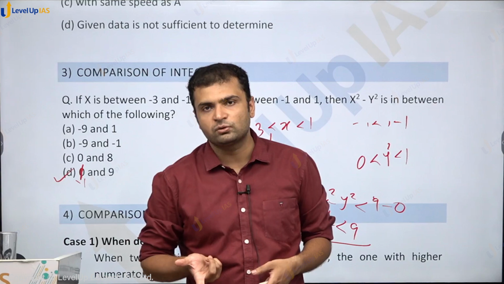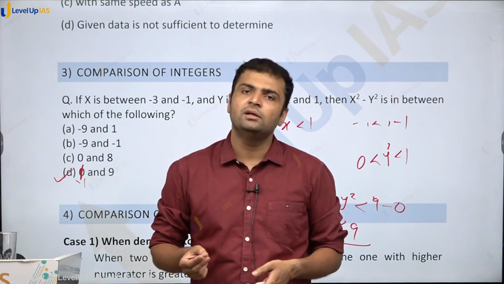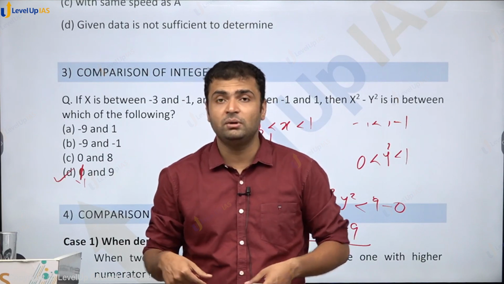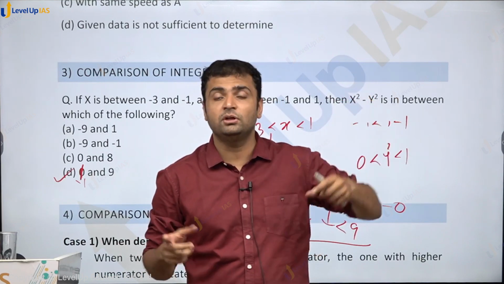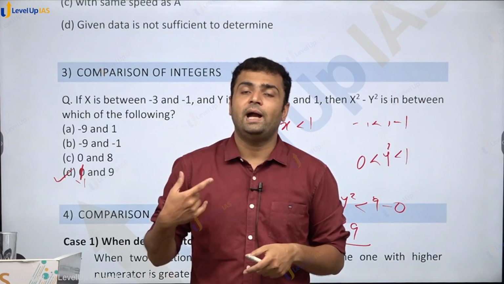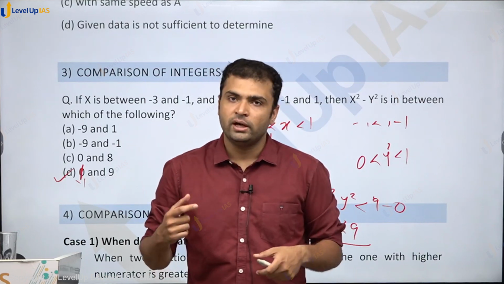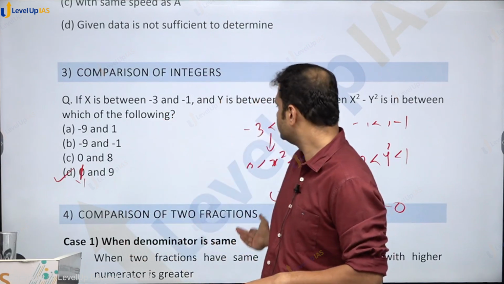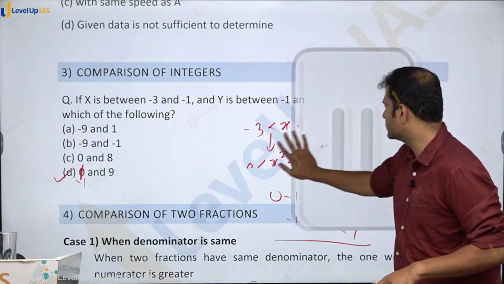Now x square minus y square is smallest when x square is as small as possible and y square is as big as possible, क्योंकि वो नेगेटिव में. And this quantity would be the largest when x square is as large as possible and y square is as small as possible. And hence you get the answer.